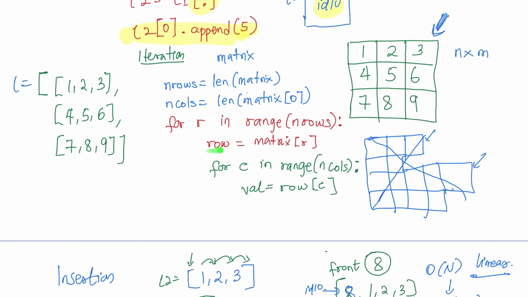So we already established that row is going to be a row like this. Can we all see it here? So if I do row index C, let's assume C is 0, what will the value be? What's row index 0? That is 1. Do you all see it?